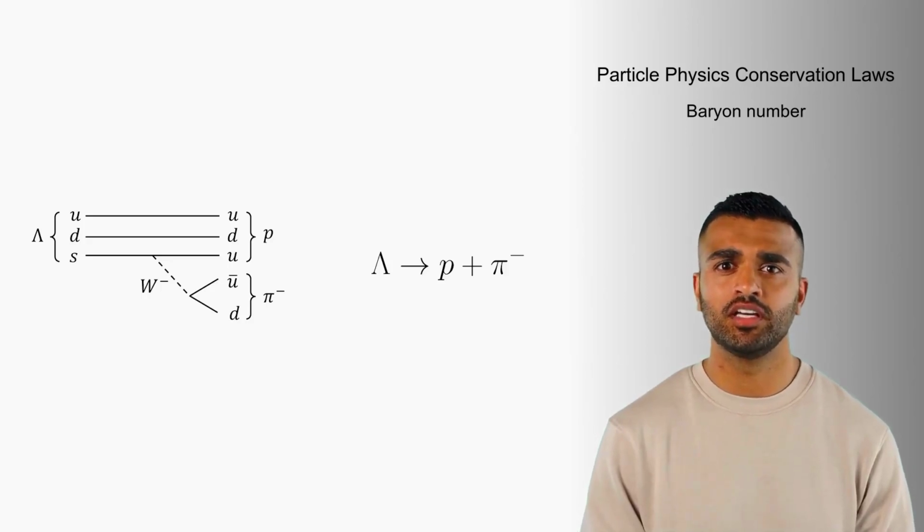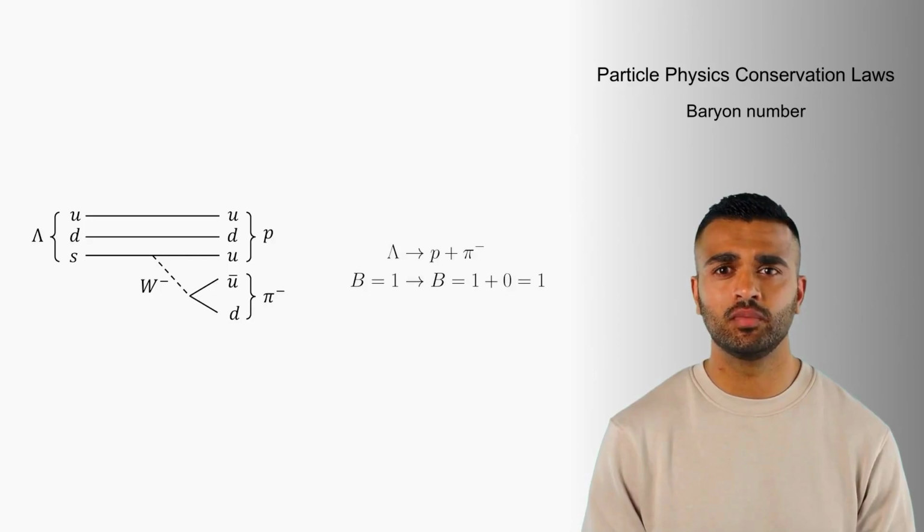In the process shown, the lambda baryon decays to proton p plus pion pi minus. The next line says B equals 1 goes to B equals 1 plus 0 equals 1. We read it like this. The initial lambda baryon has baryon number B equals 1. In the final state, the proton contributes B equal 1, while the pion contributes B equals 0. The sum stays 1, so baryon number is conserved.